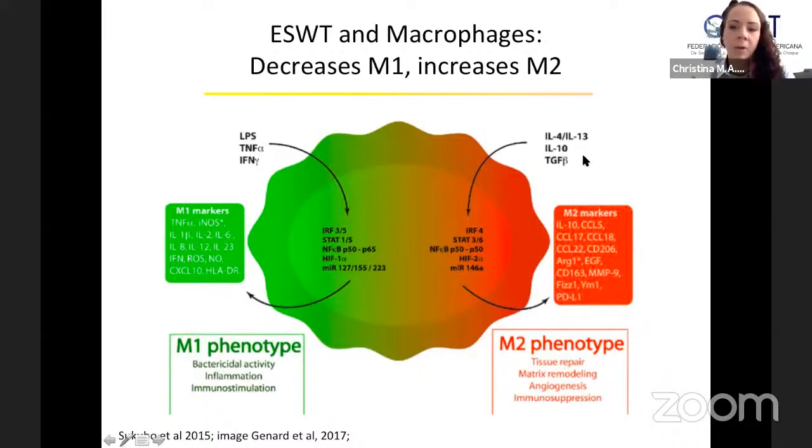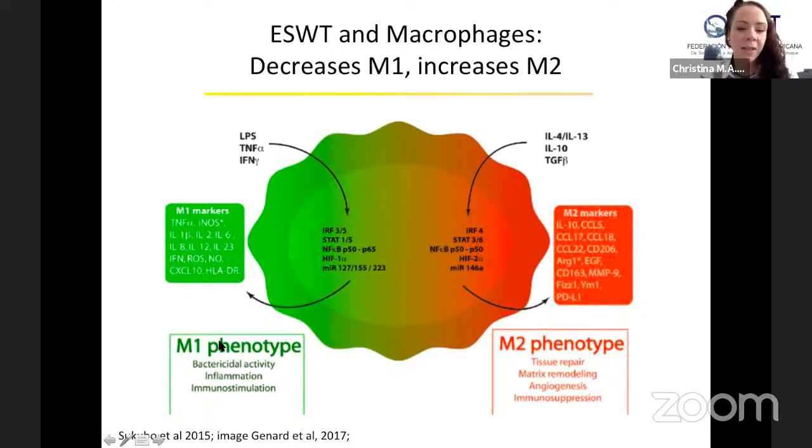On the other hand, we have the M2 phenotype. The M2 phenotype is triggered by interleukin 4, interleukin 13, interleukin 10, and TGF-beta, which are anti-inflammatory cytokines. The M2 phenotype is associated with tissue repair, matrix remodeling, angiogenesis, and immunosuppression. And again, it secretes anti-inflammatory cytokines. So how does extracorporeal shockwave treatment affect the differentiation of macrophages?